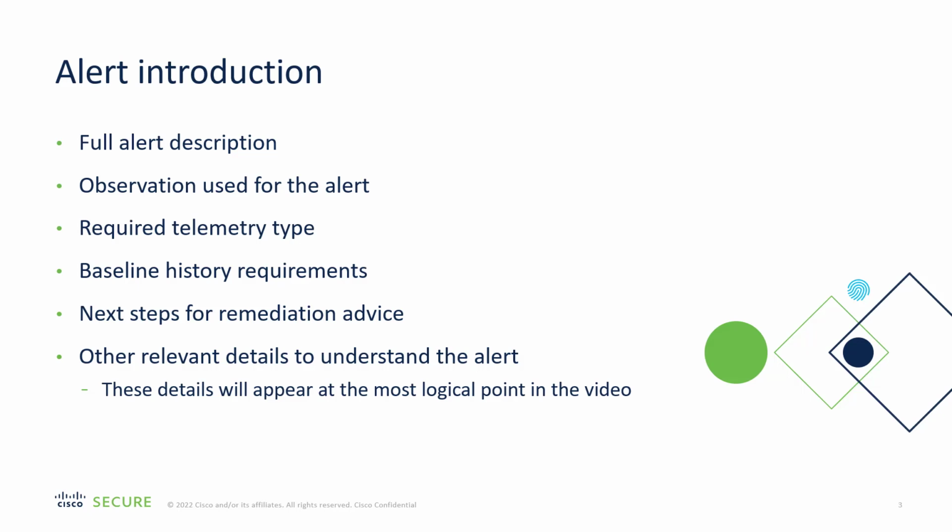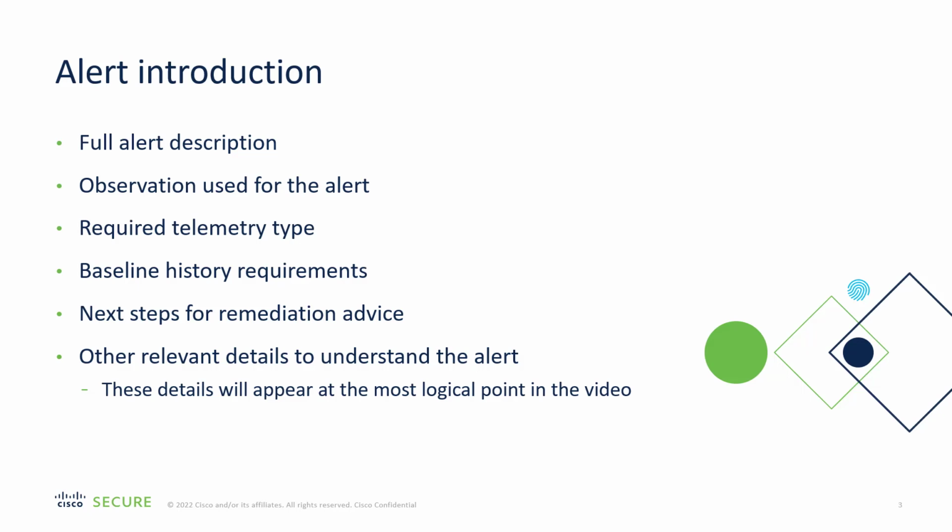We're going to provide a full description of the alert. We're going to talk about the observation that's used for the alert. Think of the observation as being a notable fact about a conversation or action that took place. We're then going to apply logic to those observations so that they roll up and actually fire the alert. We're going to discuss the required telemetry type. So does this alert require NetFlow or some type of log from a cloud provider in order for it to actually fire?